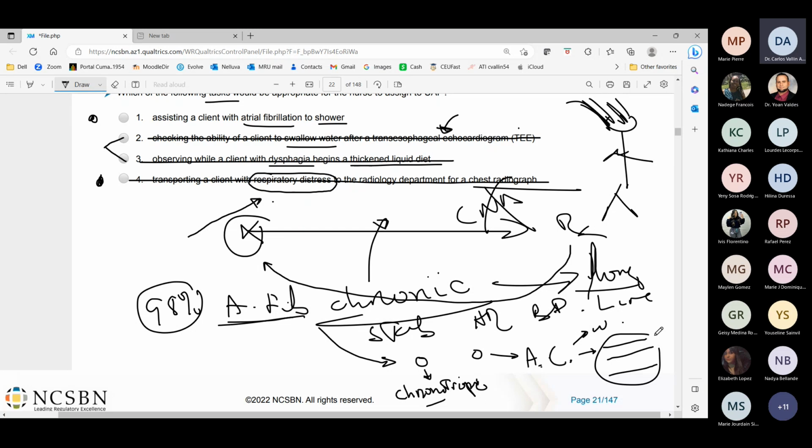Okay, so it's a patient that can have a shower perfectly, no problem with that. Atrial fibrillation, 98, 99% are stable, are clients totally stable. It's true, all the rules have exceptions.